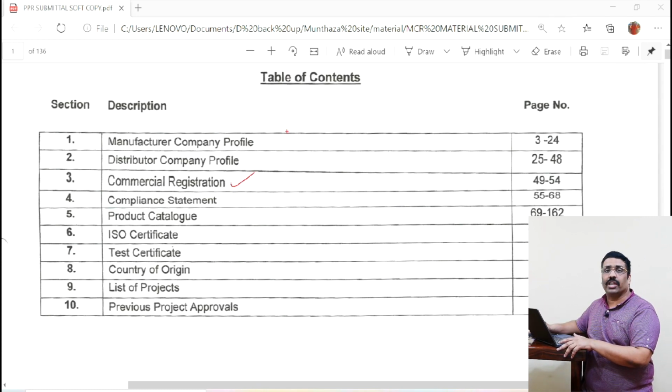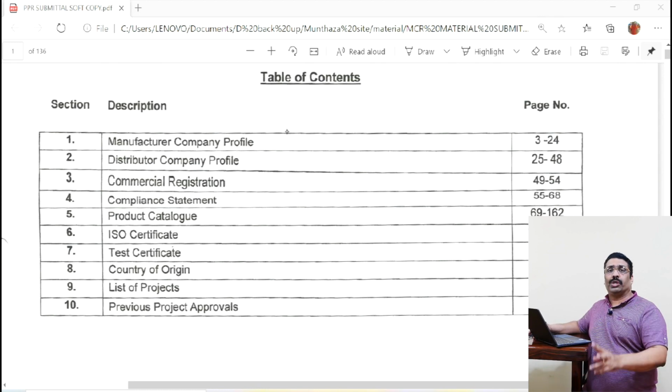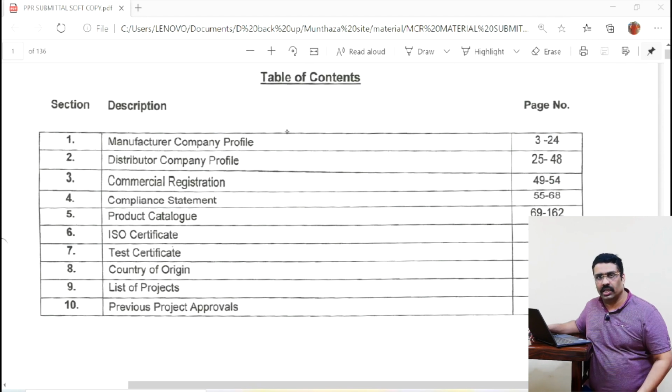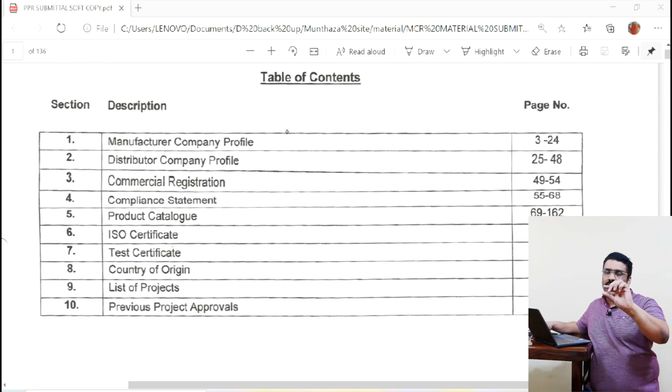And the compliance statement. The compliance statement is very important. It is something like the heart. When a project is issued to any contractor, any team, the consultant will issue a project specification. In the project specification, there will normally be thousands of pages. In that, you can take the MEP division. In the MEP division, there is piping.